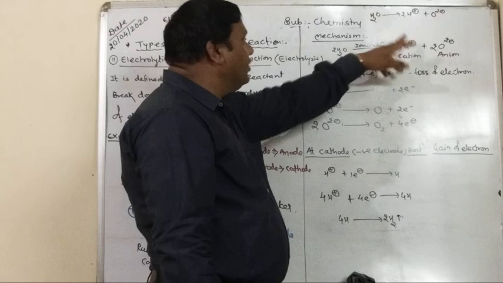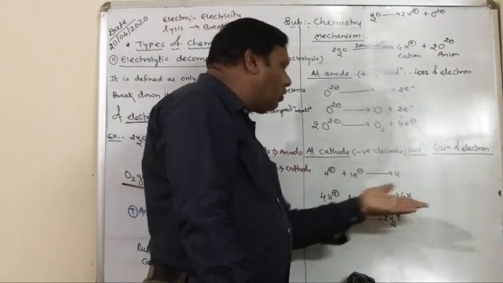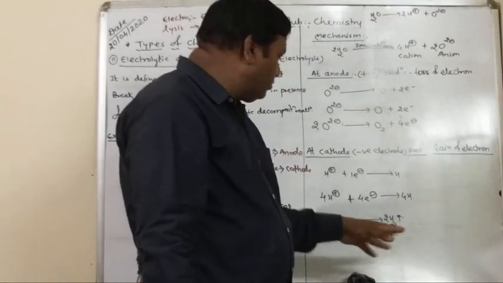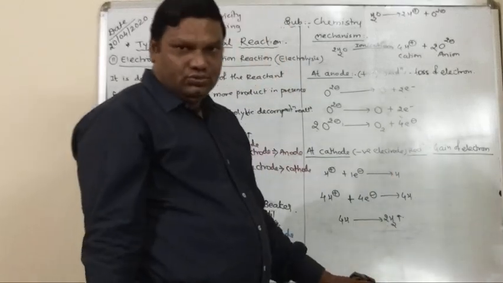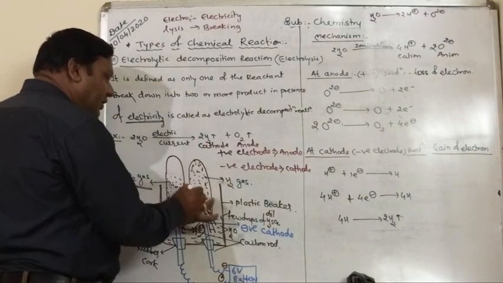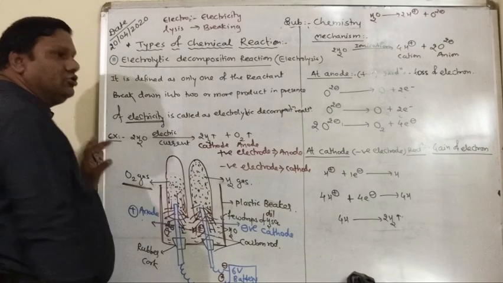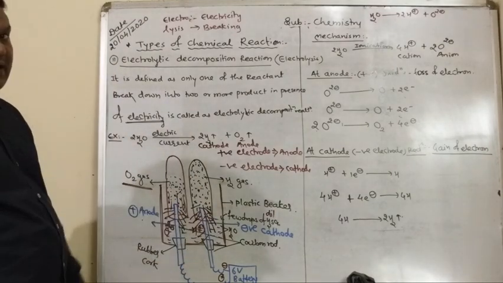There are how many hydrogen? 4. So 4 hydrogen will gain 4 electrons to get 4H. 4H means twice H2. Any difficulty? So the hydrogen gas will be deposited or collected in a test tube placed over the cathode.